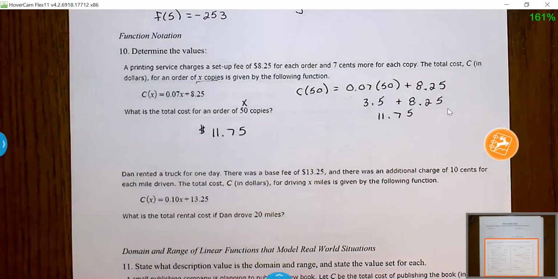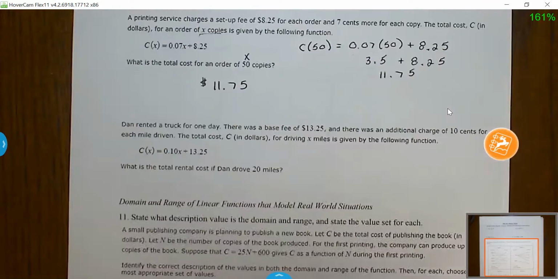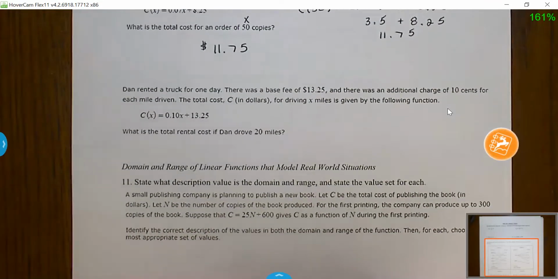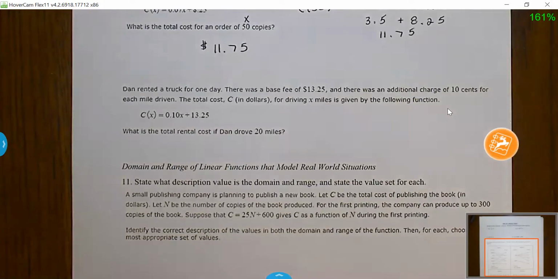Here we have another version of it. It says Dan rented a truck for one day. There was a base fee of $13.25, and there was an additional charge of 10 cents for each mile driven.